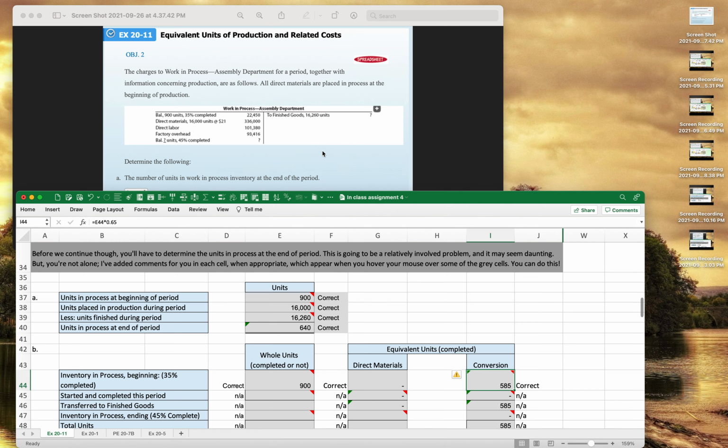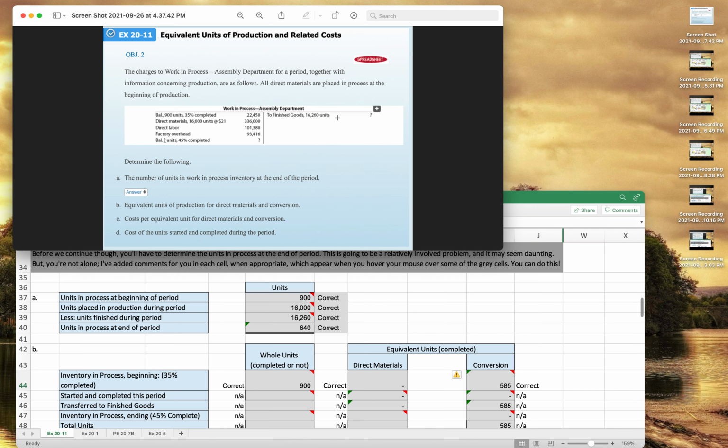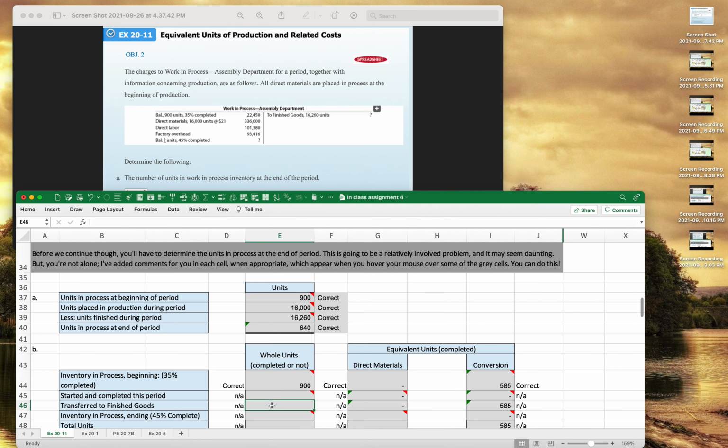We know that because the number of units that were transferred to finished goods was a credit given to us here, 16,260. So I'm going to go ahead and jot that down here. And in just a second, this will make a whole lot of sense. All right, transferred to finished goods. These were sent out of our department, whatever that department is, assembly department. 16,260 units were transferred out of this department.